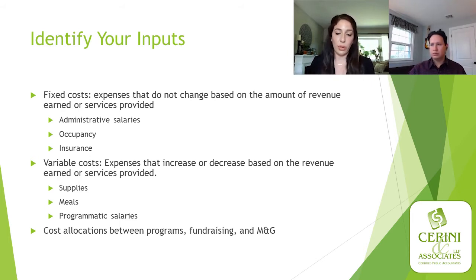Variable costs fluctuate directly with the amount of revenue earned or level of service provided. Some examples would be program staff salaries, program supplies, meals, and transportation.